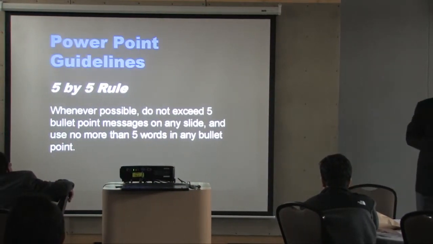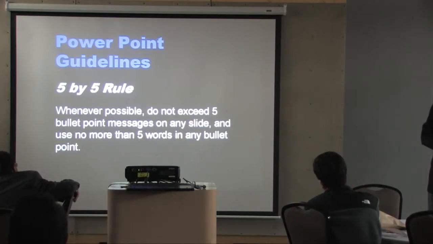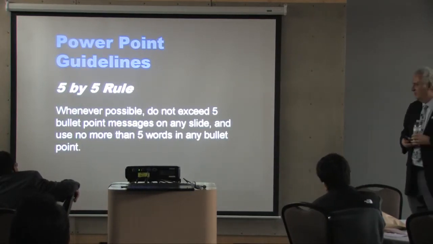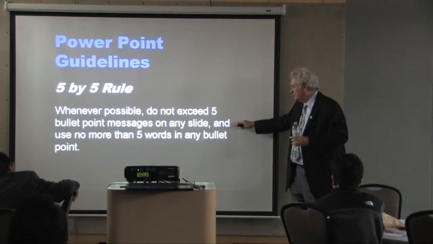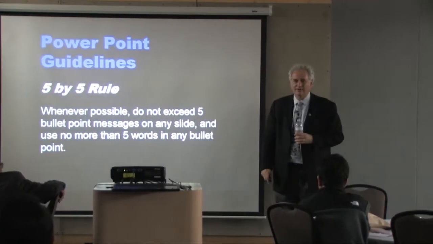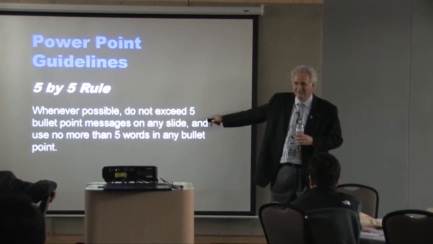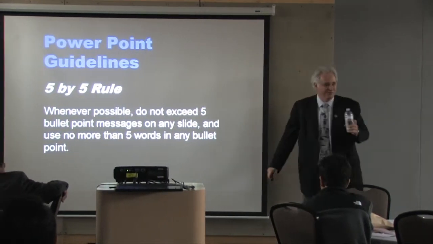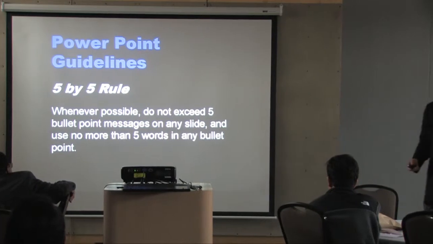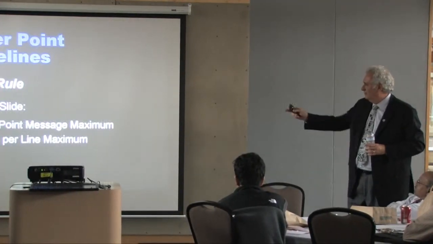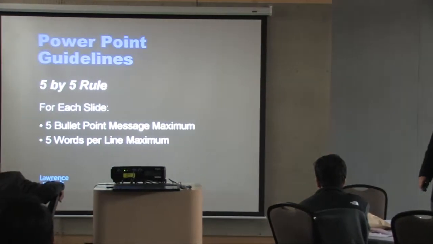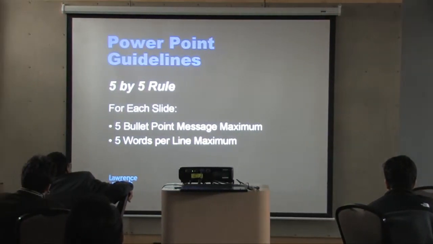Whenever you can, use what we call a 5x5 rule with text. That is, do not exceed five bullet point messages on any slide and use no more than five words in any bullet point. Now, what did I do? I just violated my own rule. But I knew I was going to do that, because I can show you what that slide would turn out like if you used the 5x5 rule: five bullet point message maximum, five words per line maximum.